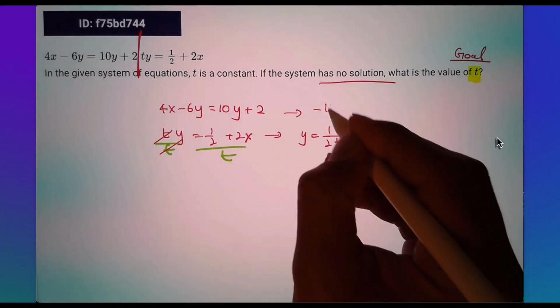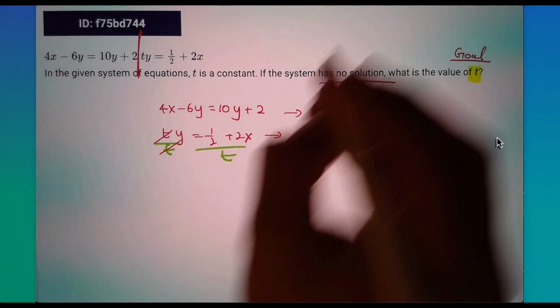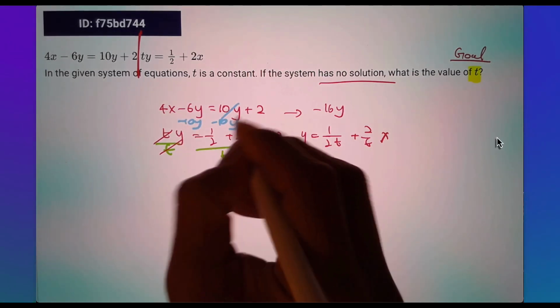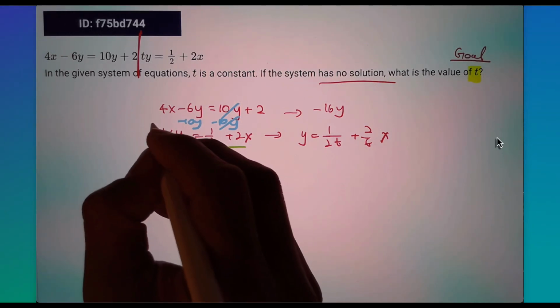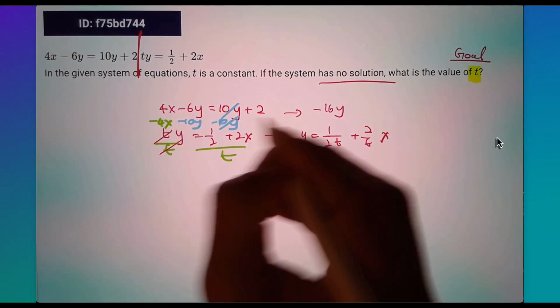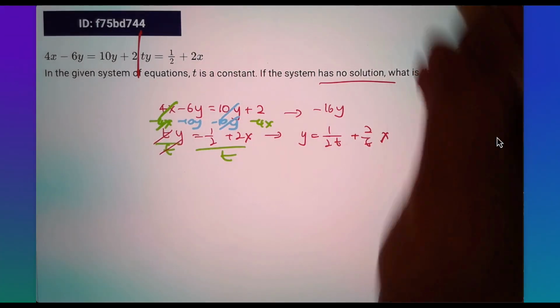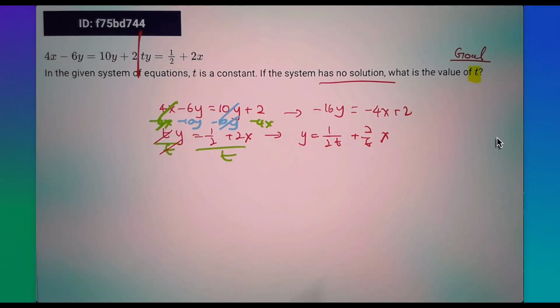Now for the top equation, let's bring all the y's to the left side, and we're going to get negative 16y. When you subtract 10y on both sides, this 10y will cancel. But for those who are learning this for the first time, I'll show you that on the right side, we are not going to see any y's by subtracting 10y on both sides. And next, we need to push that 4x to the other side. So let's subtract 4x, so this way you only have y's on the left side of the equation. On the right, we have negative 4x plus 2.